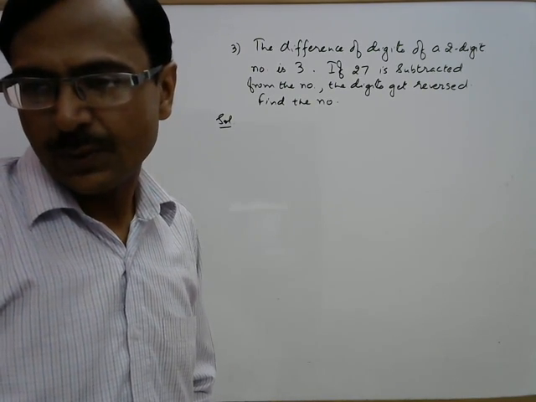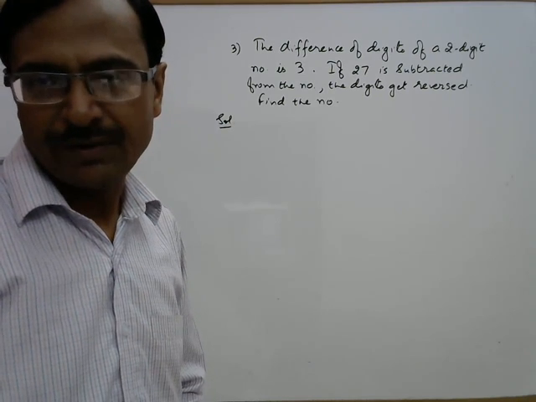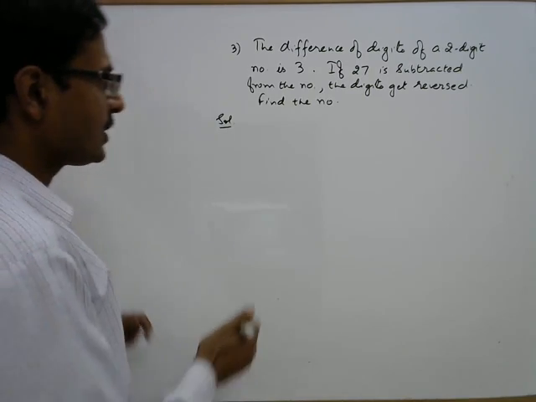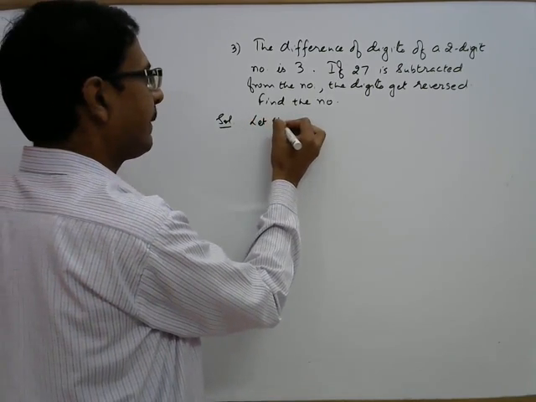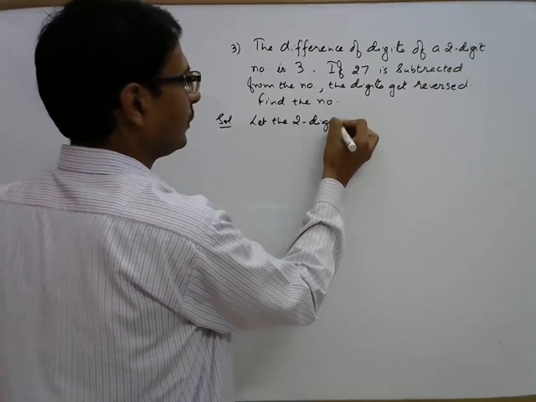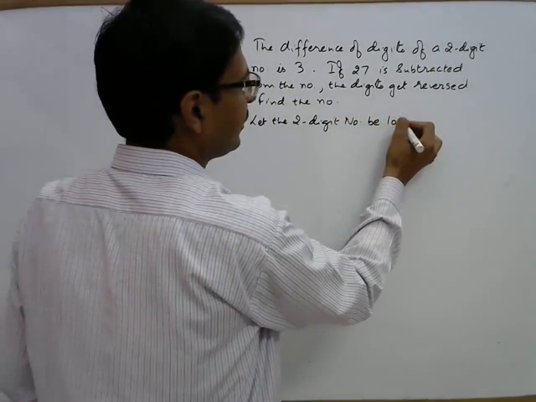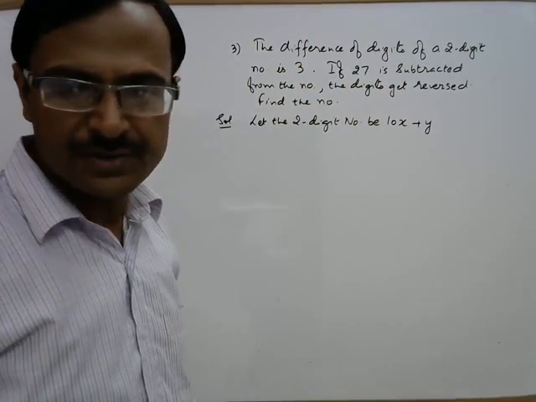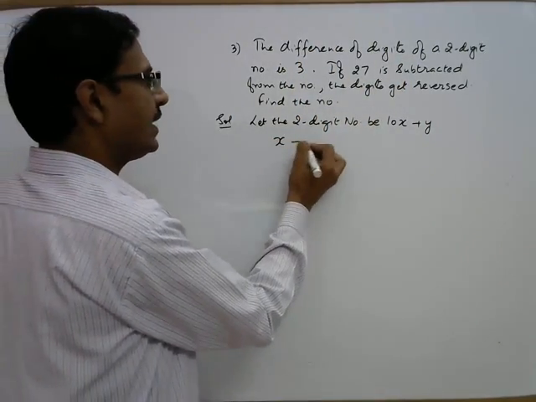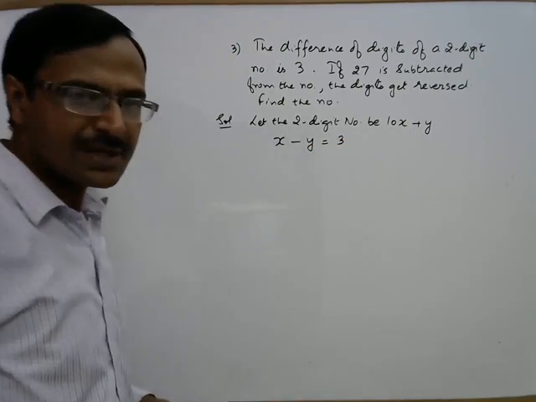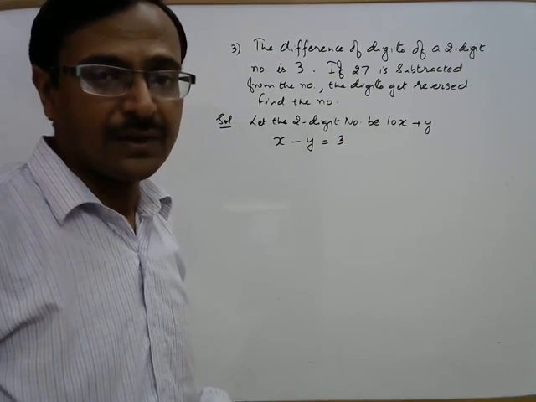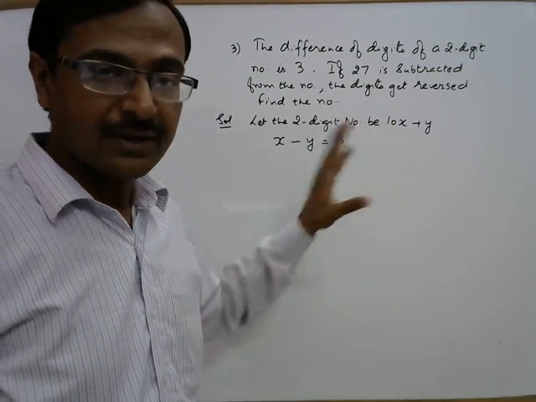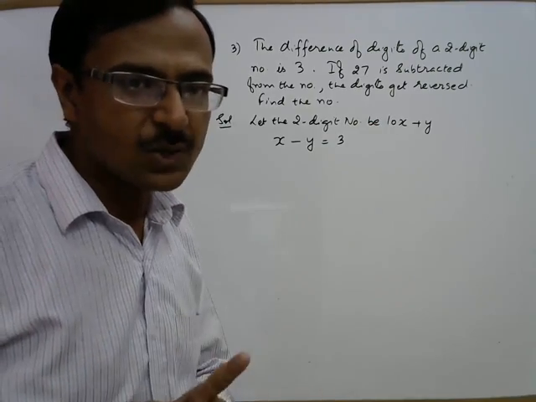Now let's get on with this one. The previous question was well answered by many of you, so we will solve this one also. Let the two-digit number be 10x plus y. Now see, we are given the difference of digits, so whenever we are given the difference of digits, x minus y is 3. Remember students, I am repeating again and again that whenever there is sum of digits or difference of digits, 10 is not written. The digits are x and y. 10x is not a digit.